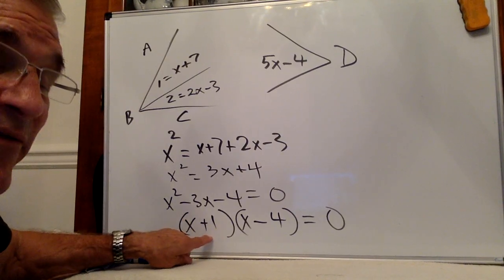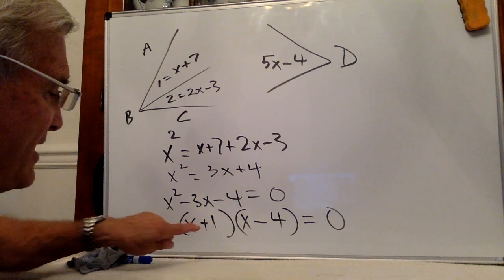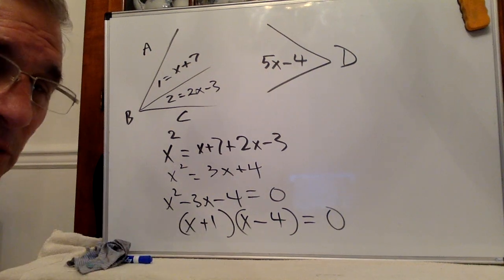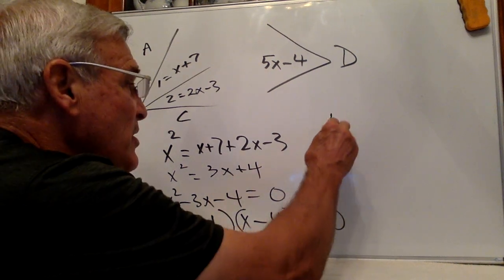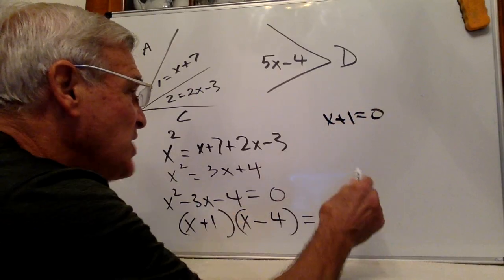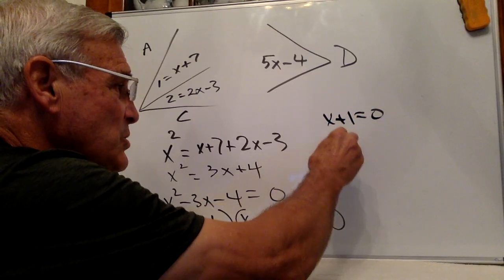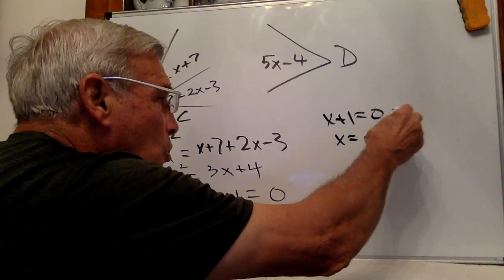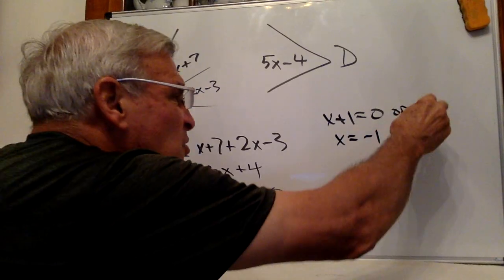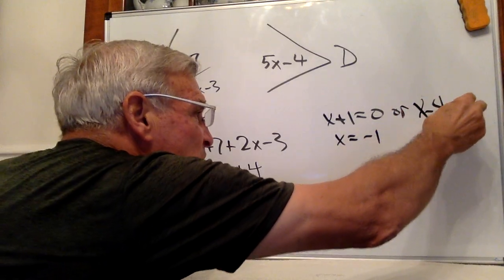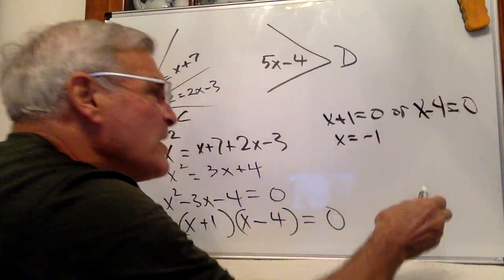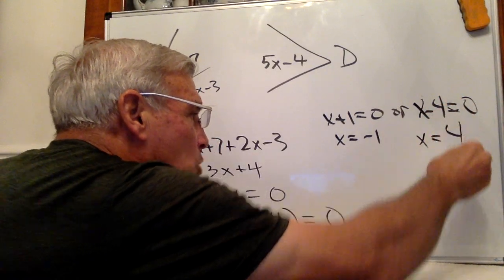All right, once you have a quadratic factored, take each factor that has the variable in it and set it equal to 0 and solve. So either x plus 1 equals 0, meaning x is negative 1, or x minus 4 equals 0, meaning x equals 4.